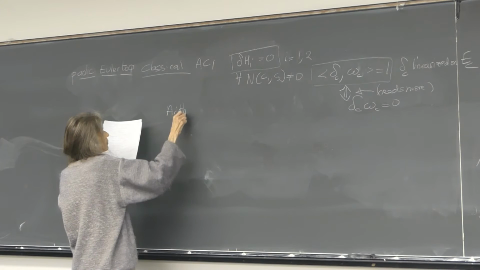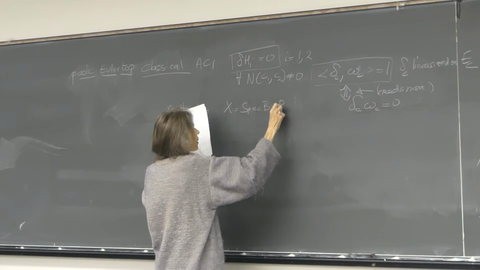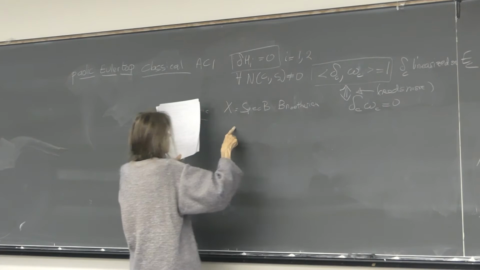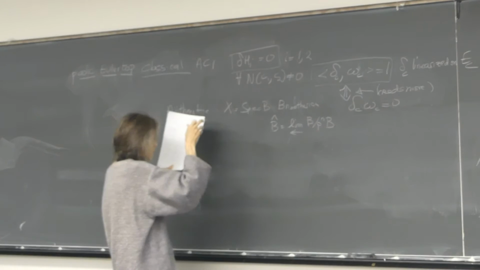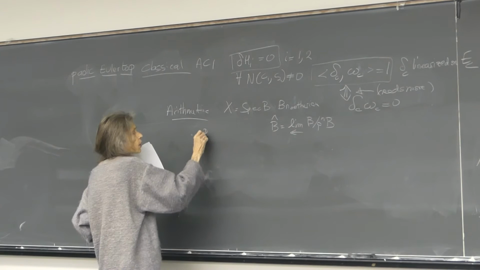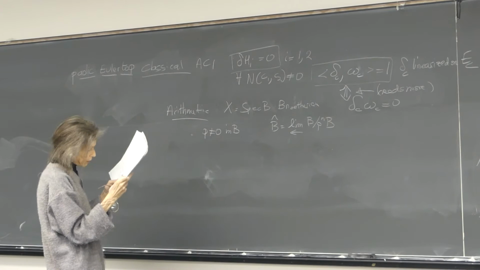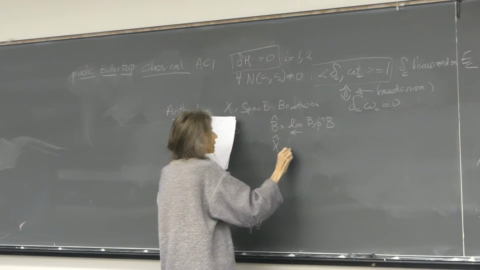So let's start with x equals Spec B, where B is a Euclidean ring. B is just a Euclidean ring. And you find a p-adic completion. So B hat is the projective limit of B over p^n B. Let's say that p is non-zero in B. It's a prime number, that's the prime number p. And x hat is the formal spectrum of B hat.